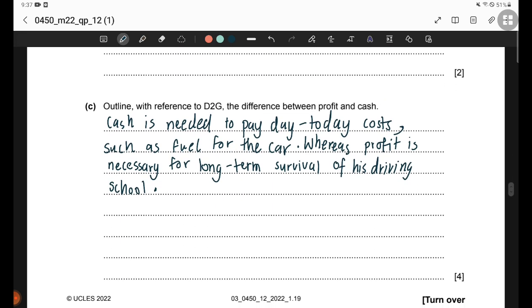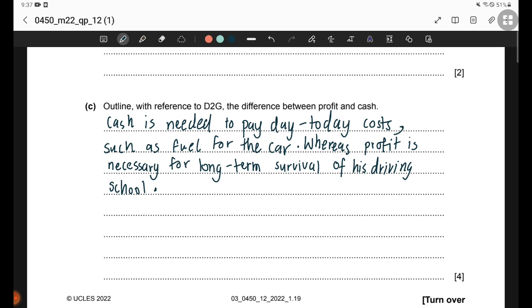Okay, so for part C, you have to outline with reference to D2G the difference between profit and cash. Your answer doesn't have to be long because it's a 4-mark question. You have a couple of answers. When you compare, make sure you make sense or you relate.